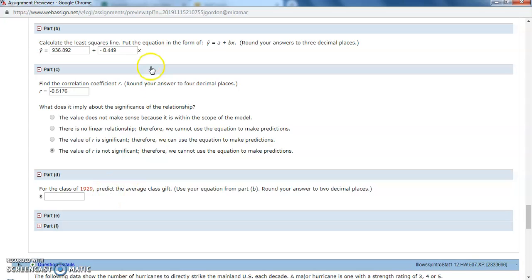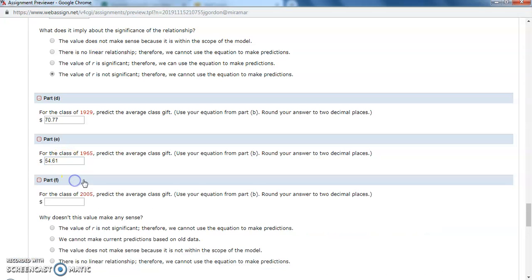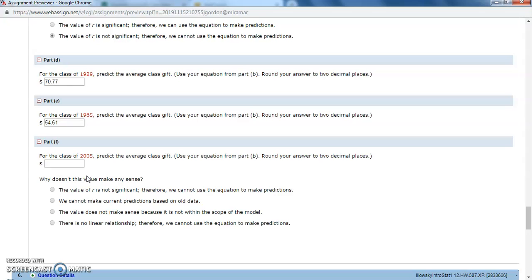And now for 1929, we're going to plug 1929 in for X into our calculator. So we have 936.892 minus 0.449, open parentheses, and then put 1929, close parentheses, and you get 70.77 to 2 decimal places. And then we'll do the same thing for 1965, and we get 54.61. And then for part F, for 2005, we get 36.65.